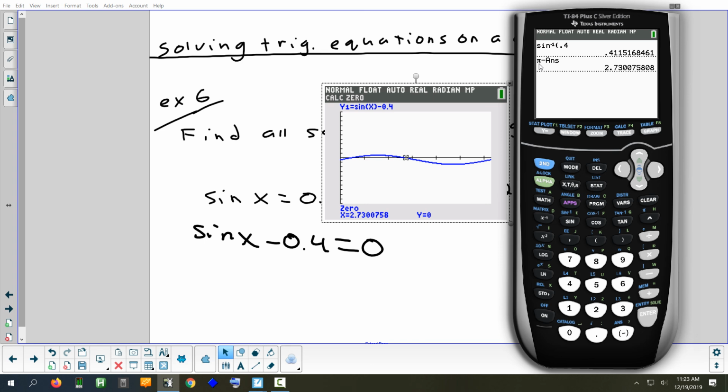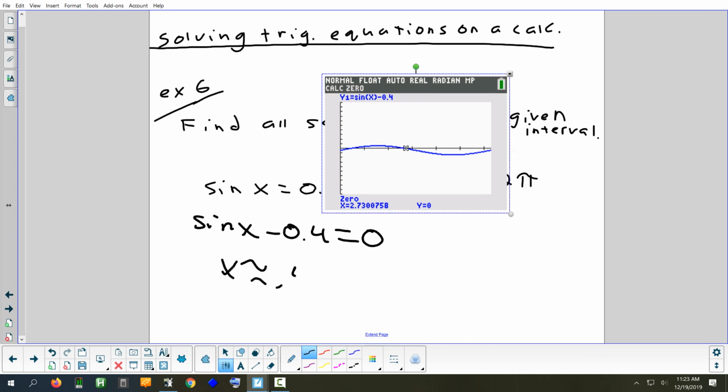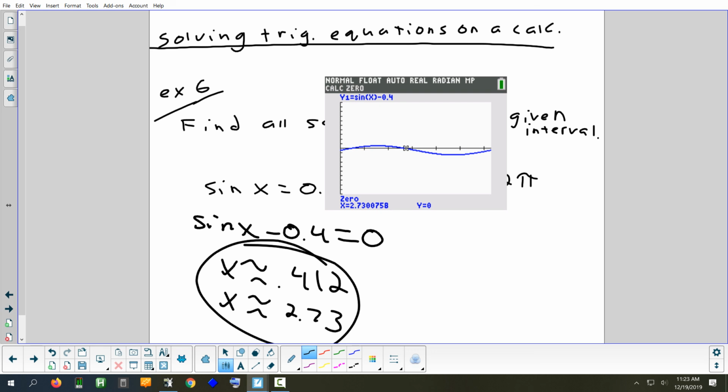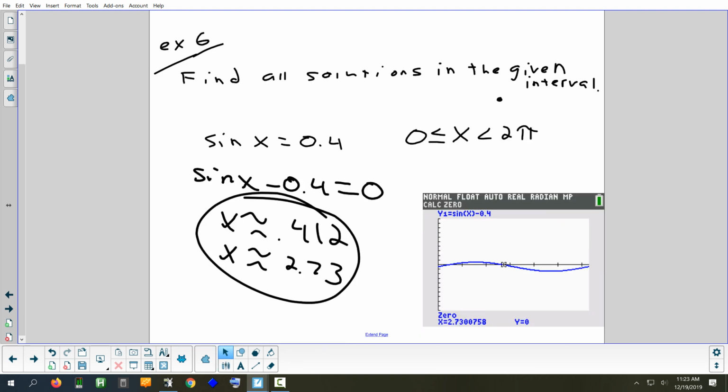Now, if I did second calc 0, I would also get 0.411 as the other, or 0.412. Does anyone need me to go through and show you how to do the other one? You would get 0.411. Right. So, 2 answers. 0.41, it actually rounds up, 0.412. And 2.73. And if you're looking at that and you're saying, well, yeah, but is it going to cross again, like right over here somewhere? Yes, but they don't want to know that. They specifically said to you 0 to 2 pi.